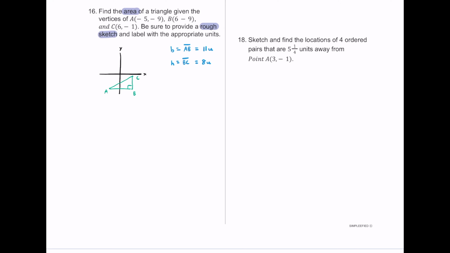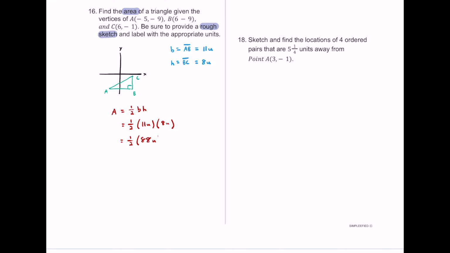So how do you find the area of a triangle? Well, for a triangle, remember, area is equal to 1/2 multiplied by the base multiplied by the height. So 1/2 multiplied by the base. Well, the base here we know is going to be 11 units. And then the height we found out is also 8 units. Okay, so we have this information. If we multiply 11 times 8, that means the area would be 88 square units. So 11 times 8 is 88.